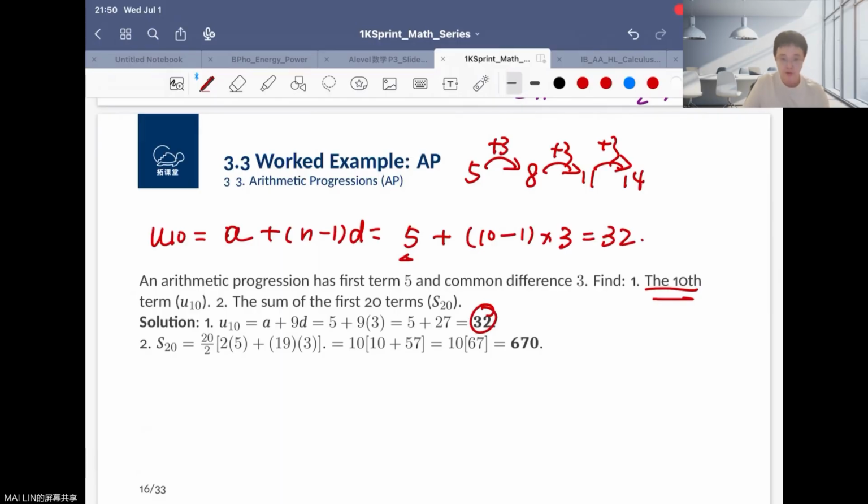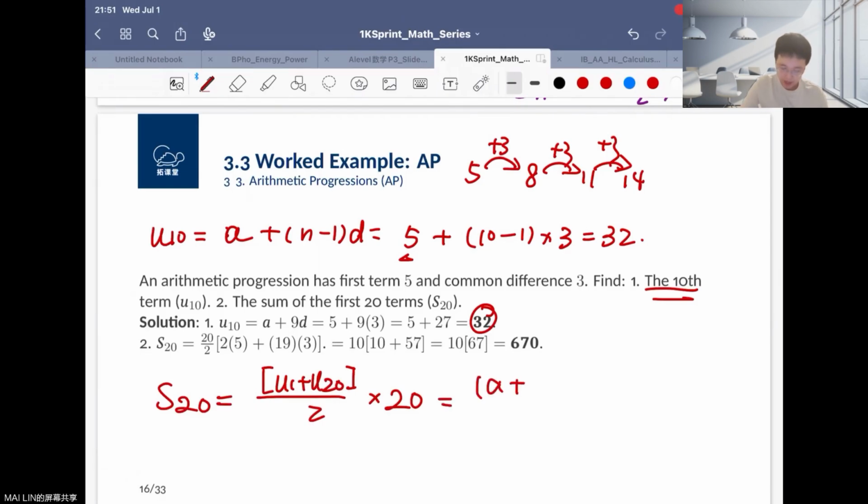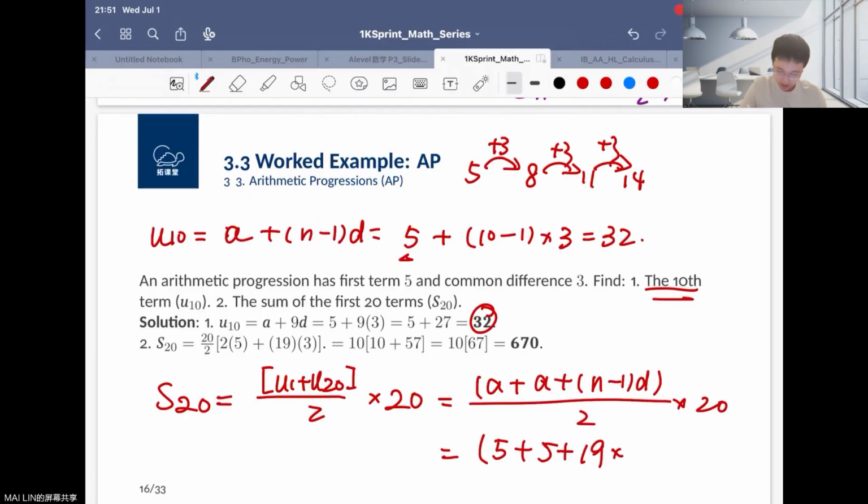And the second problem is the sum of the first 20 terms, right? So S20 you can write down as the first term U1 plus the last term U20, over 2, and then times 20, right? Here, U1 can be considered as a, and U20 can be considered as a plus n minus 1 d. So a equals 5, that is the first term. So 5 plus 5 plus 19 times the difference 3, over 2 times 20.